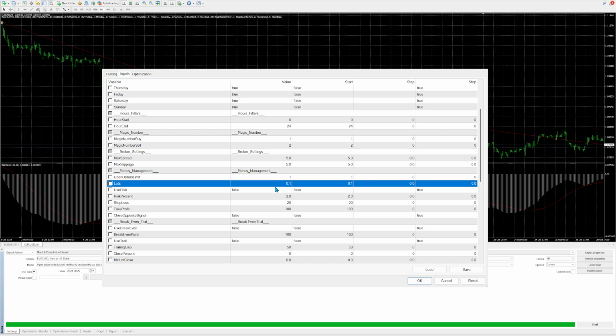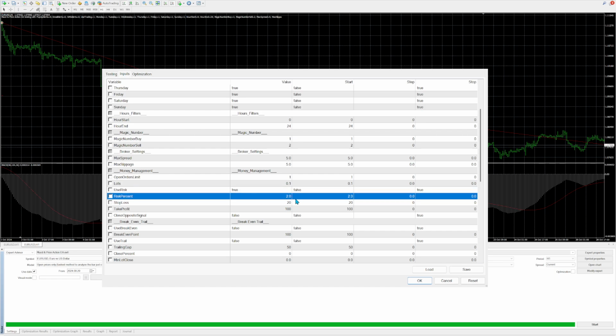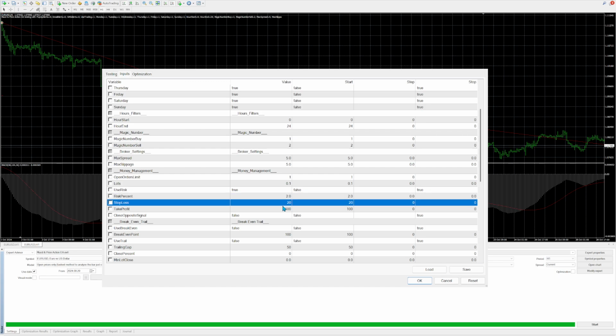Lots, this is the position size, the lot size that we use for your orders. Keep in mind the EA will only use this lot size if you have use risk set to false. On the other hand, if you have use risk set to true, the EA will use the risk percent value to calculate the lot size for you automatically, depending on what you set in the risk percent field. So for example, when it's set to 2, it will calculate the lot size so that the full stop loss would be the equivalent of 2% of the account free equity. Stop loss and take profit, self-explanatory.